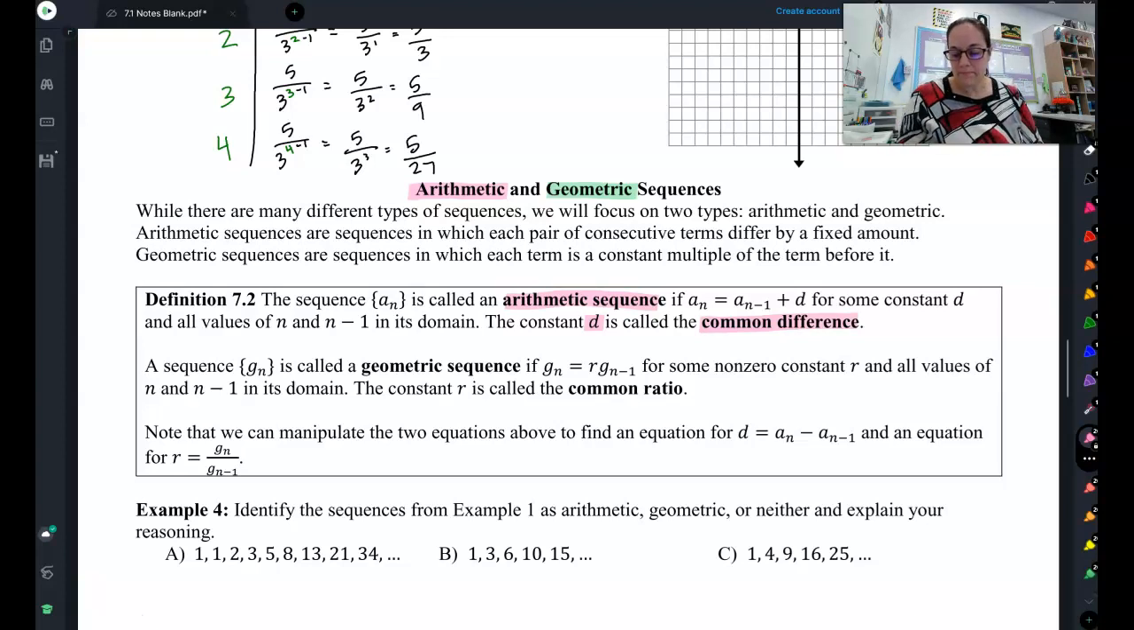A geometric sequence is if you are multiplying the same number over and over and over. And that number that you are multiplying, we call R, or the common ratio. And these are our two big sequences that we talk about.